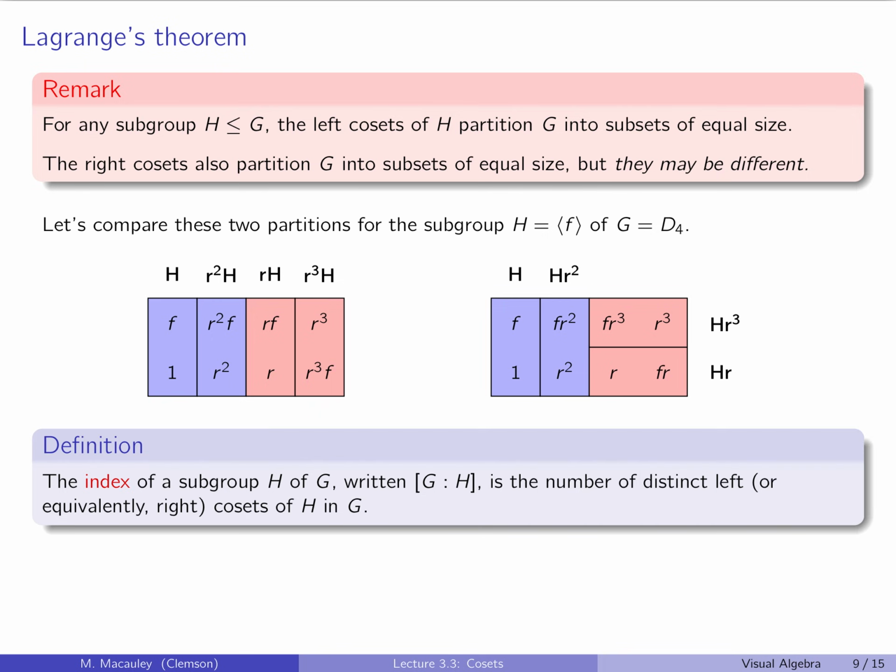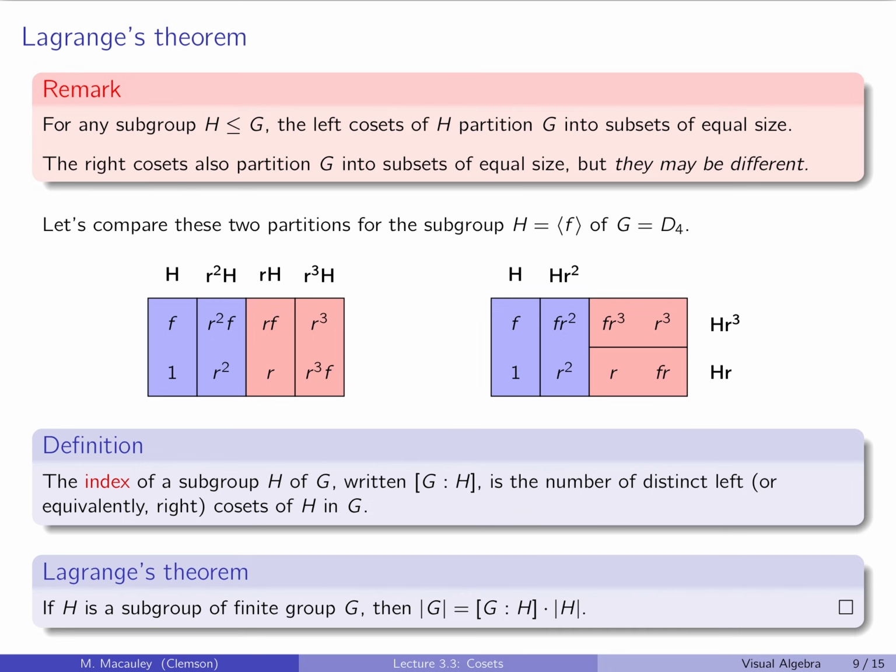This leads to a definition. The index of a subgroup H of G, which we just say is the index of H in G, even though we use brackets and a colon, is the number of distinct left or equivalently right cosets of H in G. A classic theorem due to Joseph Lagrange says that if H is a subgroup of a finite group G, then the order of G is equal to the index of H in G times the order of H.